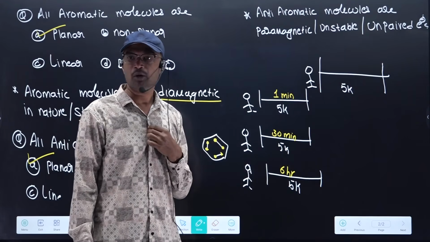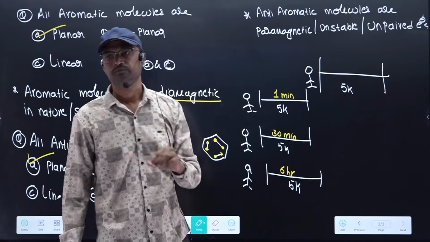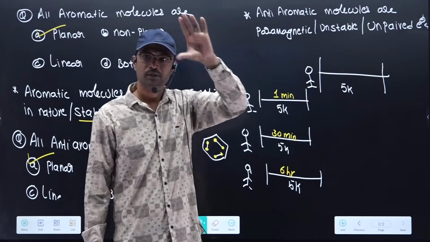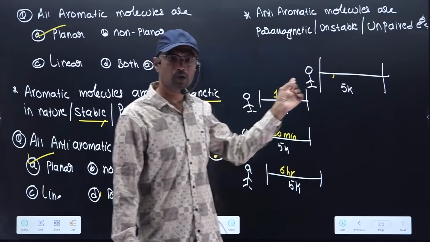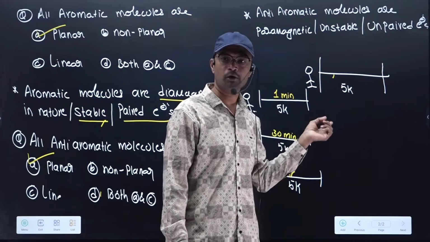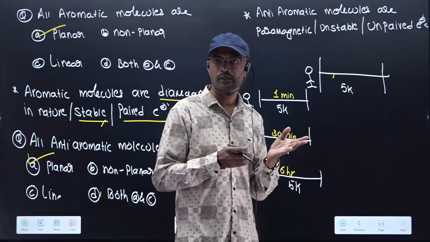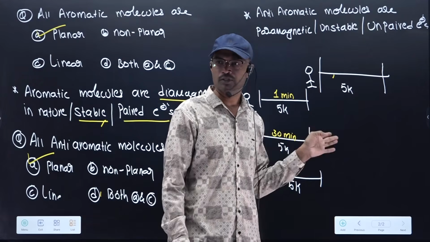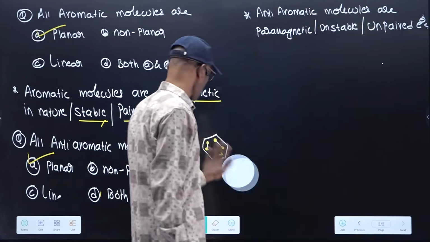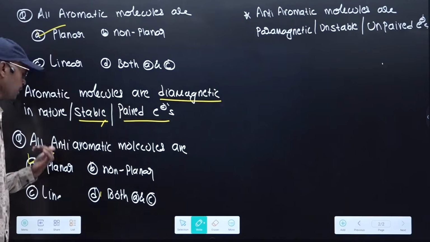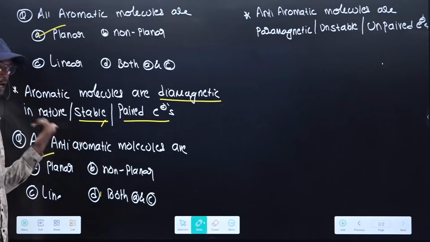But anti-aromatic molecules are not like that. First they will start very slowly, then they will increase the speed. Aromatic molecules are first fast, then slow. What is the difference? Aromatic molecules lose energy slowly, but anti-aromatic molecules gain energy slowly. Losing is different, gaining is different. So that's why anti-aromatic and aromatic are quite opposite. So don't think that anti-aromatic molecules are stable. Anti-aromatic is highly unstable as compared to aromatic. Aromatic is stable always.